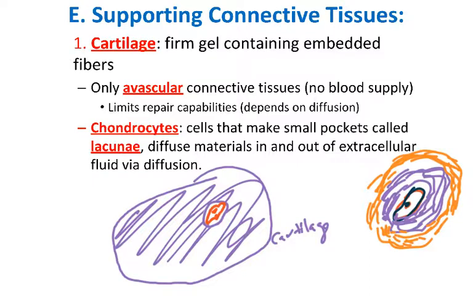Okay? So, lacunae is that little pocket that you can kind of see. And the cell inside of that, which I'm going to color red, with its nucleus, is my chondrocyte.